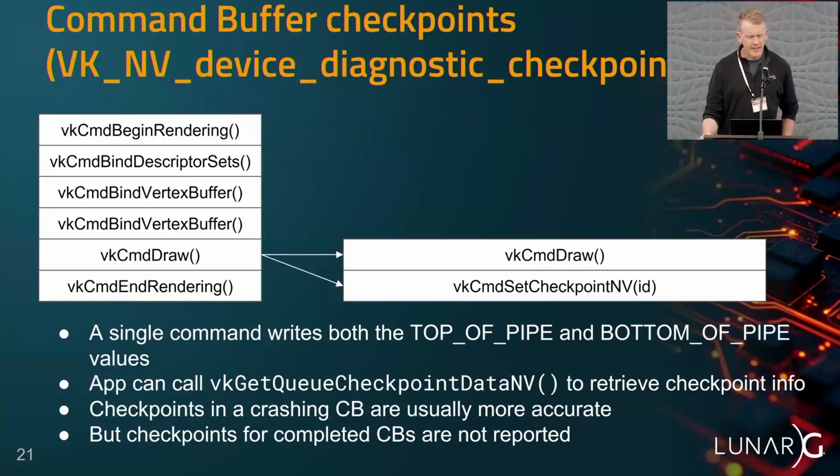So if your command buffer finished executing entirely, you won't get anything back. You don't have a global state of what happened, but you get very accurately within that one command buffer where you were when it crashed. So it's a different set of trade-offs, and this is why the layer also has that timeline semaphore tracking mechanism, so it can know which command buffer was in flight when the crash happened.